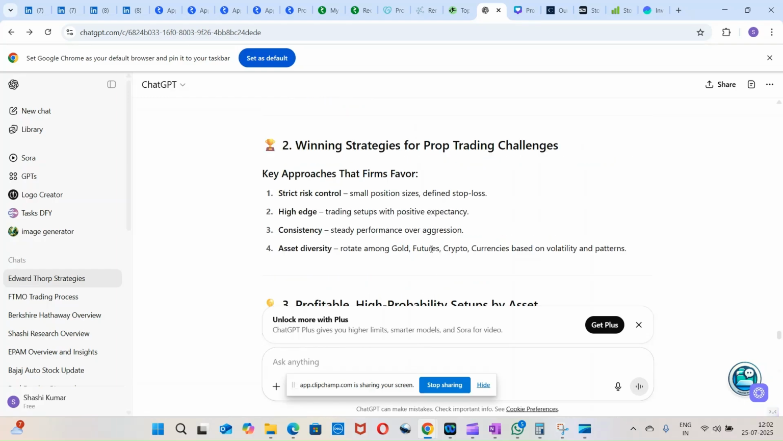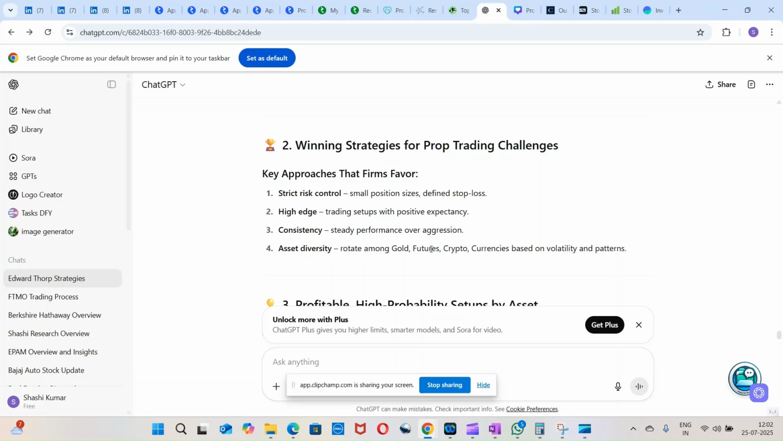So what are the few winning strategies for prop trading challenges, where there is an edge and expectancy is in your favor? We are talking about setups which are high probability winning setups, and which have proven over the years. Nothing is 100% sure, but these have a high probability of winning. So that's what we are talking about.